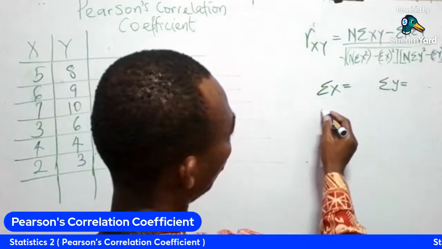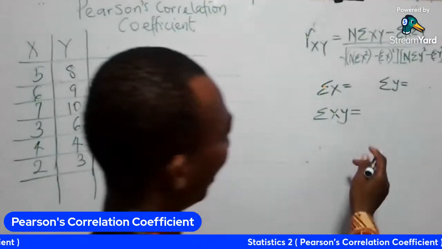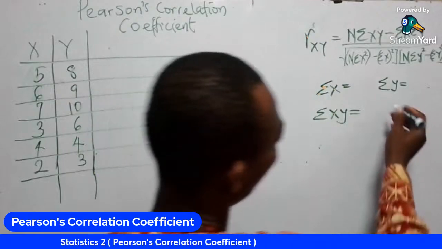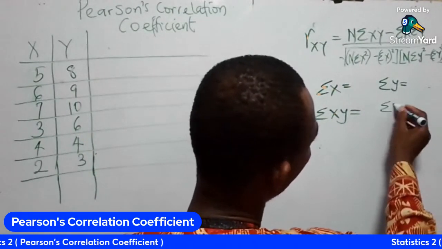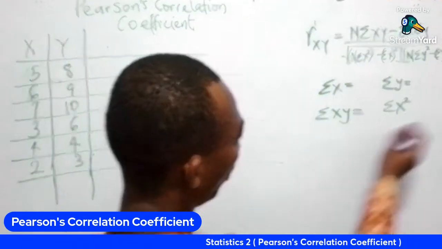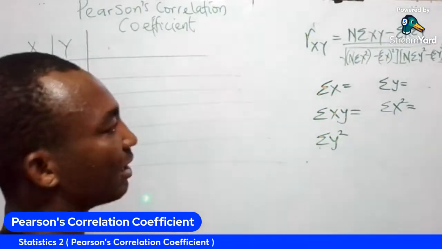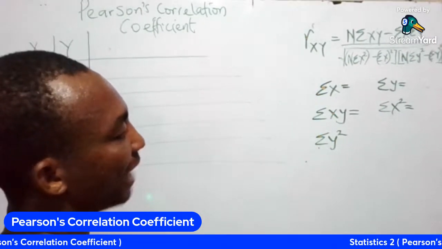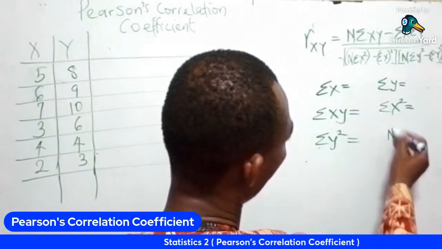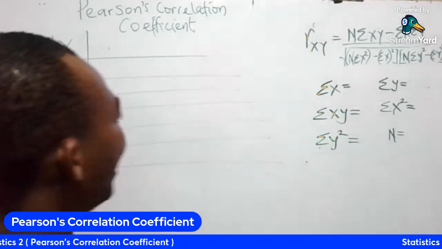What else do we need to get? You need to get your summation xy, that is the two of them multiplied together. Then the next one, you need to get your summation x squared, that is, you have to square your x. Then you also need to get your summation y squared. Making how many things are we looking for now? Making 5. Then of course, don't forget that you need to get the value of your n. So let's start with the value of n.